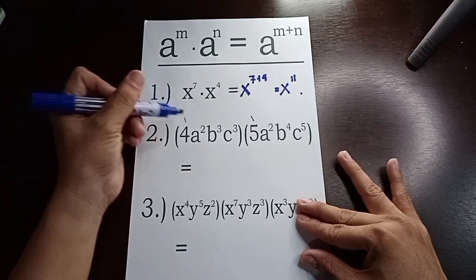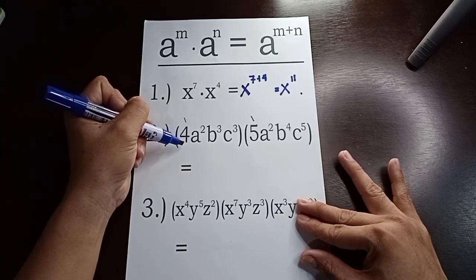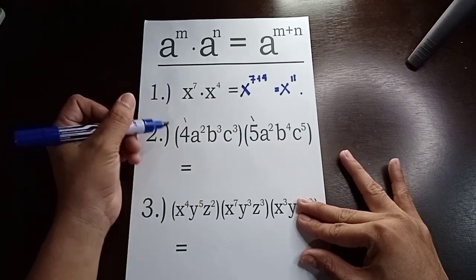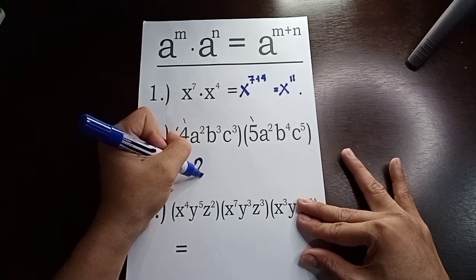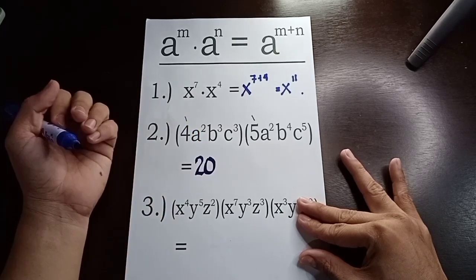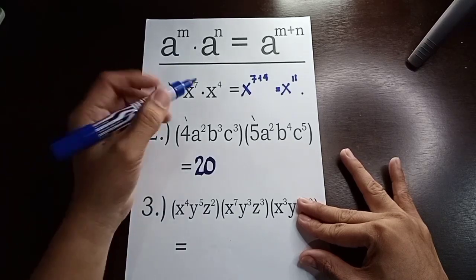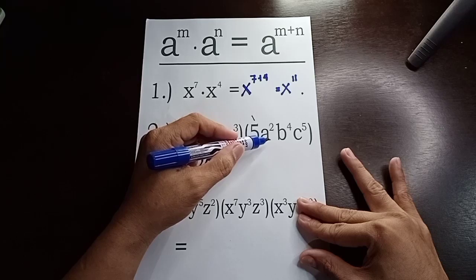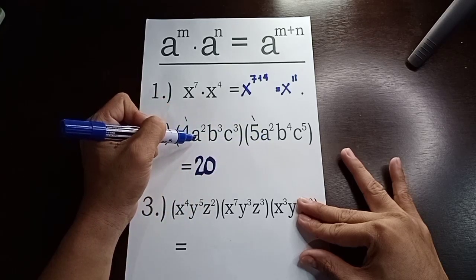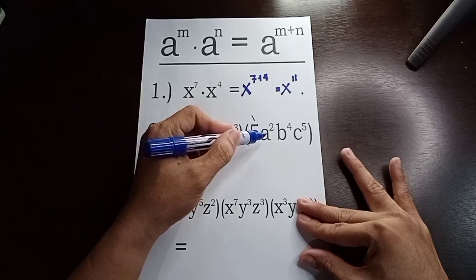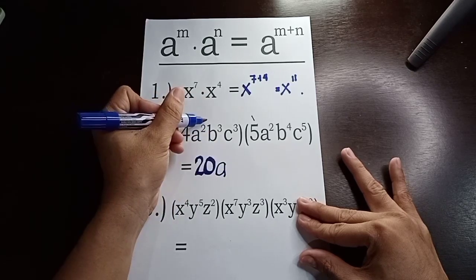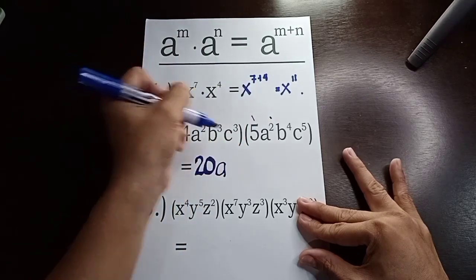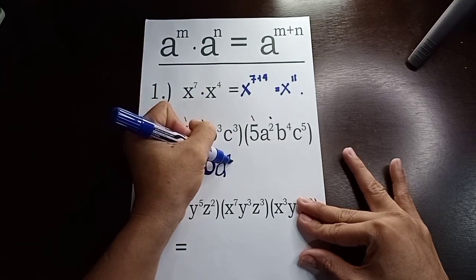Our example number 2, we have coefficients 4 and 5. So, multiply 4 and 5 equals 20. Take note, kailangan po natin tingnan yung magkaparehang base. So, ang first base po natin dito is A. So, multiply to A. So, we have A. Add natin yung exponent nila na 2 and 2 equals 4.